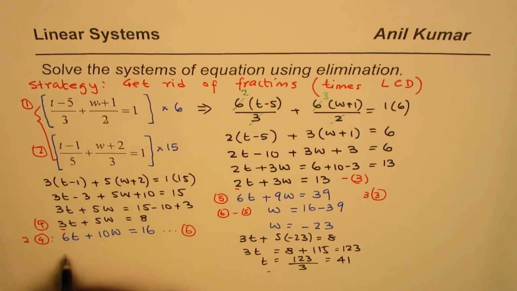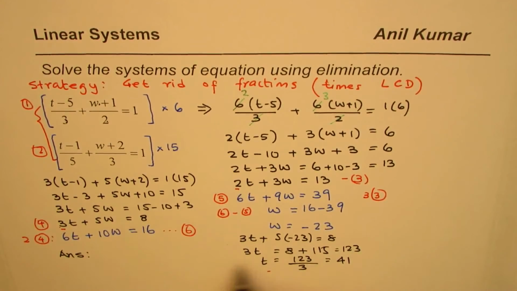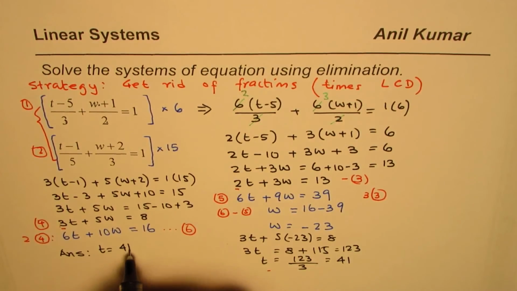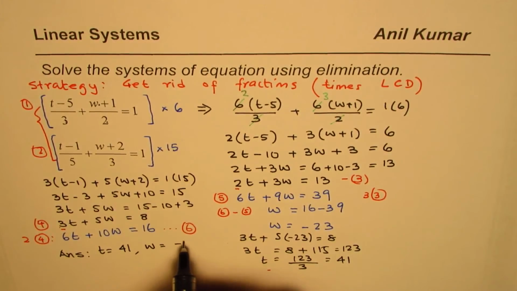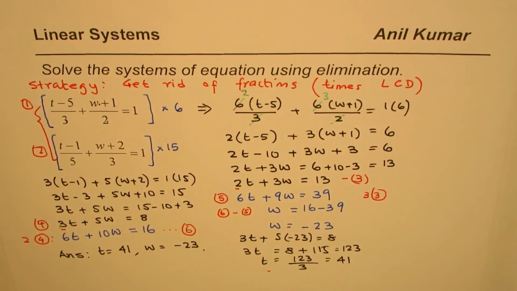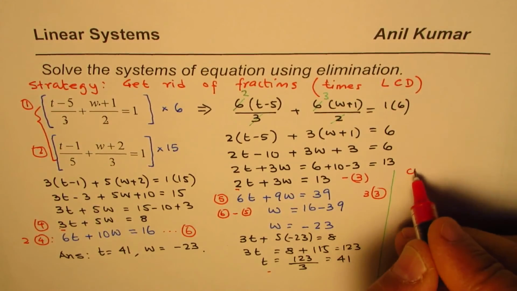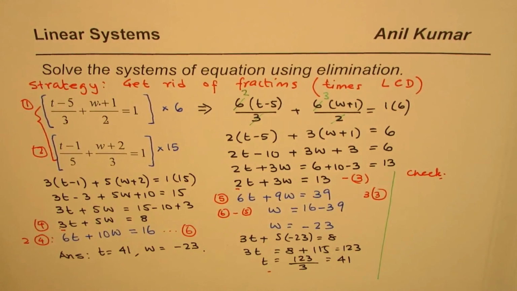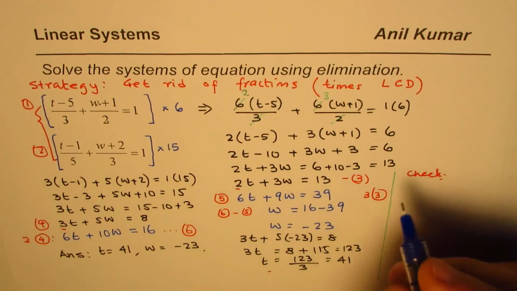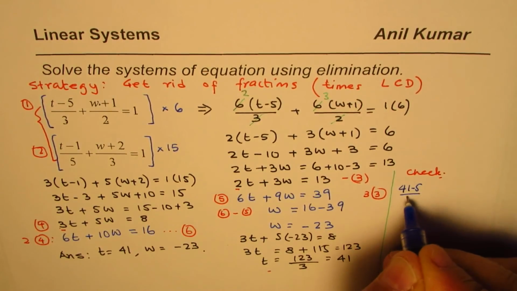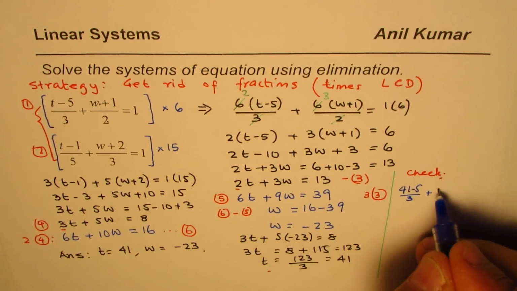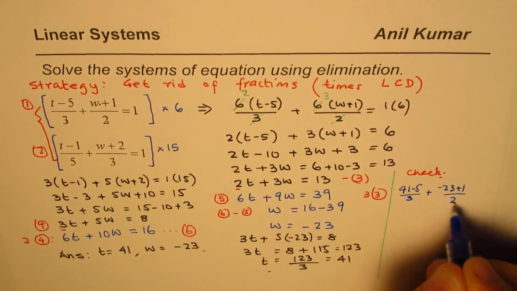Okay, let's write down our answer. So the solution here is t equals 41 and w equals minus 23. I'd like you to do these calculations, find the answer. Once you have the answer, it's a good idea to check also, correct? So let us check our solution. In the test, if you get time, you should definitely check. Otherwise, you can just approximately see, right? For example, if I substitute 41 here, okay, let's check: (41 minus 5) over 3 plus (minus 23 plus 1) over 2.